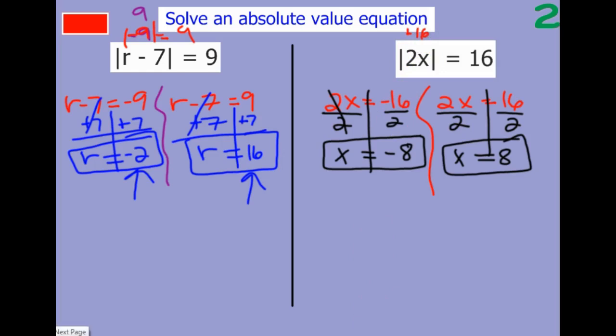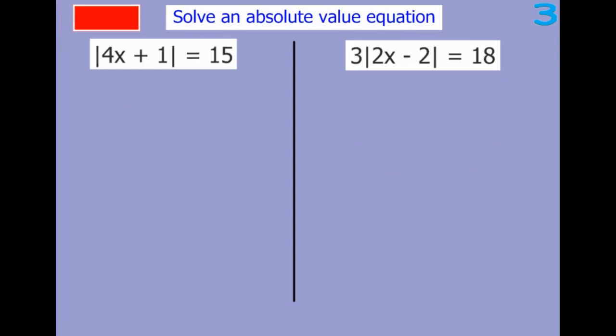Alright, flip over to the back side. Alright, this one, same thing here. Anything that's in here could be equal to a positive 15 or a negative 15 because it's inside the absolute value. It will come out clean or positive. So whatever's in here, I'm going to set one equal to positive 15 and one equal to negative 15.